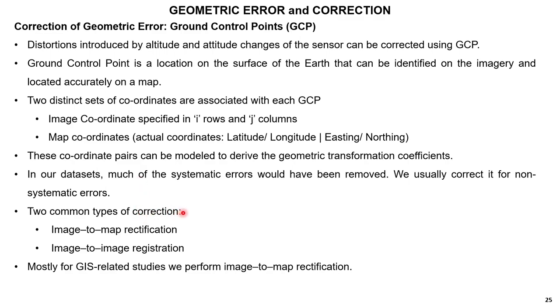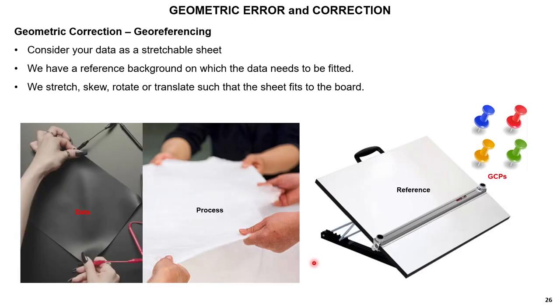And we have two types of correction. One is image to map rectification and the other is image to image registration. We will see what that is. And mostly for our studies, we will perform image to map rectification.